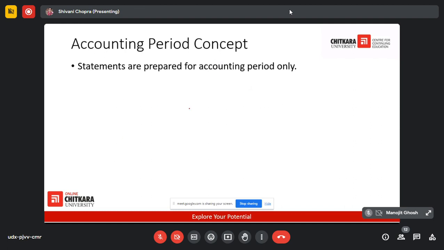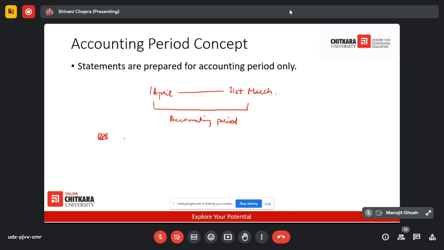Accounting period concept. Accounting period concept states that the accounting statements or financial statements are prepared for accounting period only. What is that accounting period? That is 1st of April to 31st of March. That is the accounting period. So all the statements are prepared only for this. And why are we doing so? Because we need to understand that the accounting statements need to provide information, and for that we need to provide some stock point. In order to understand this a little better, there are two concepts.